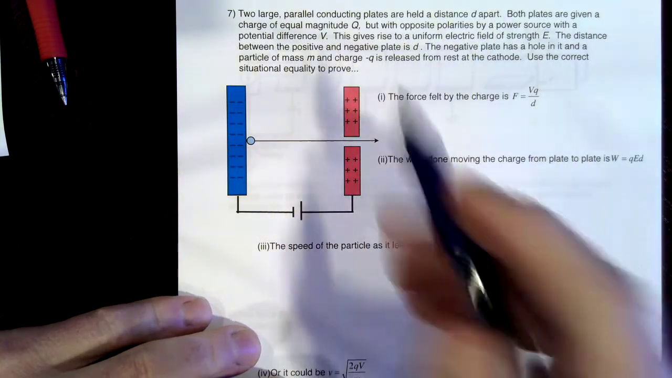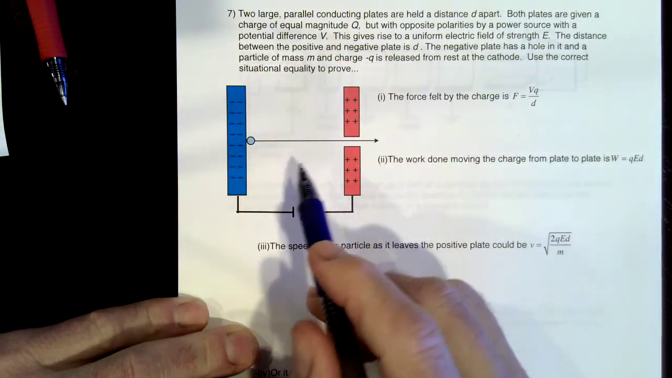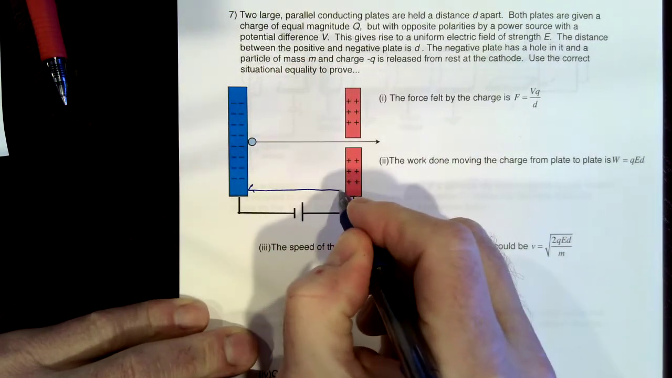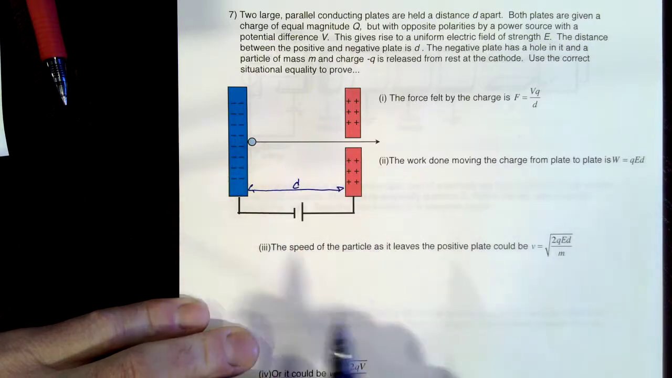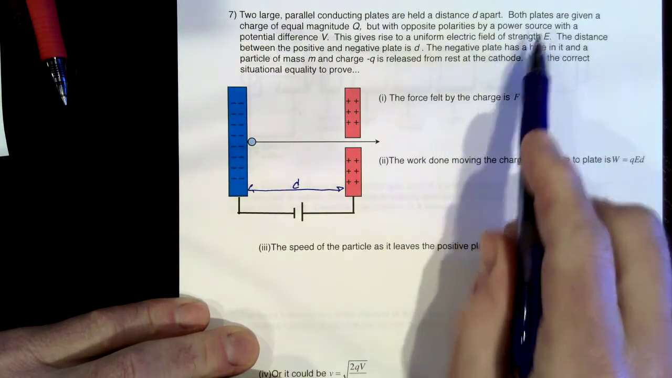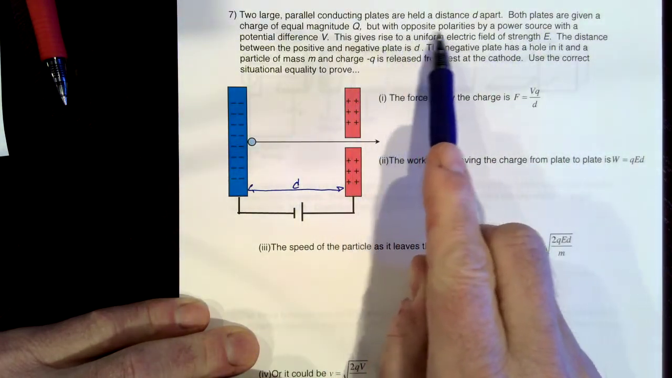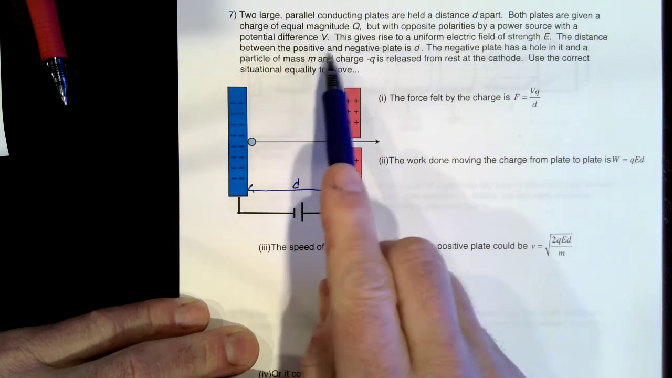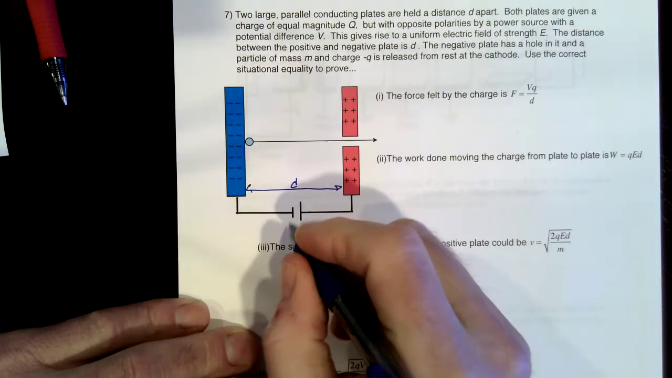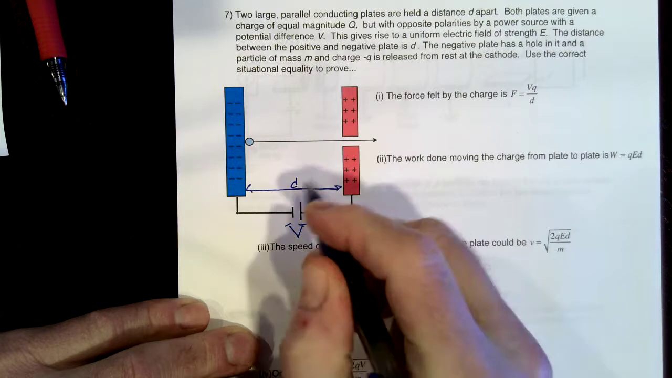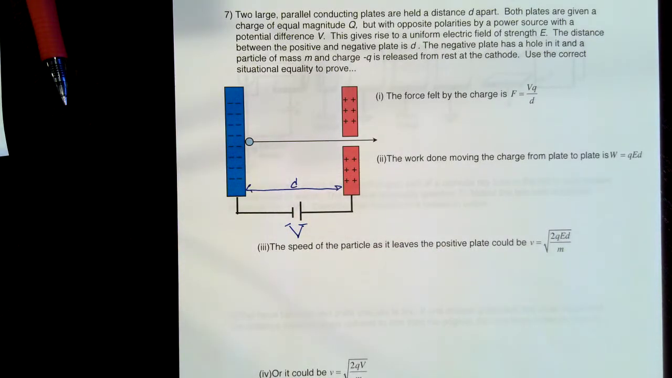Two large parallel plates, distance D apart. That is the distance from here to there. That's D. Equal charge at Q, but with opposite polarities by a power source, potential V. Right away I know I can figure out, in terms of D and V, what the electric field intensity is. It's just V over D. And electric field is E.